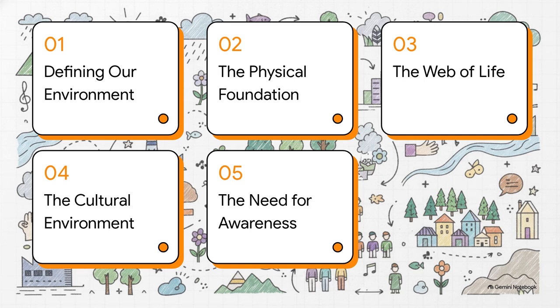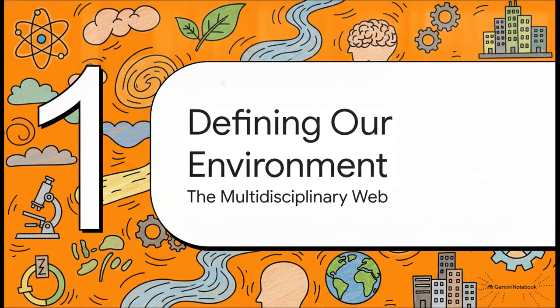So here is our roadmap for today. 1. Defining our environment. 2. The physical foundation. 3. The web of life. 4. The cultural environment. And 5. The need for awareness. All right, part 1, defining our environment, the multidisciplinary web.